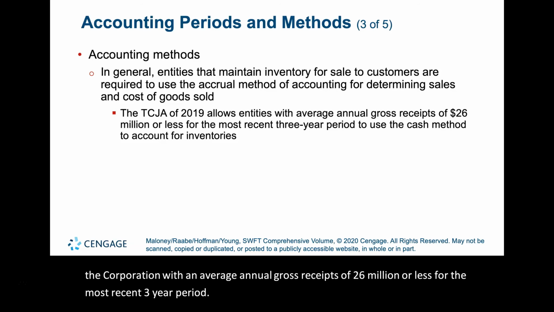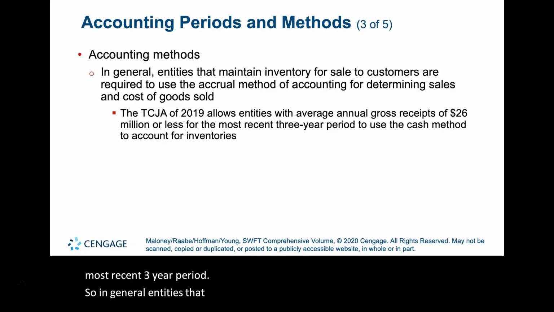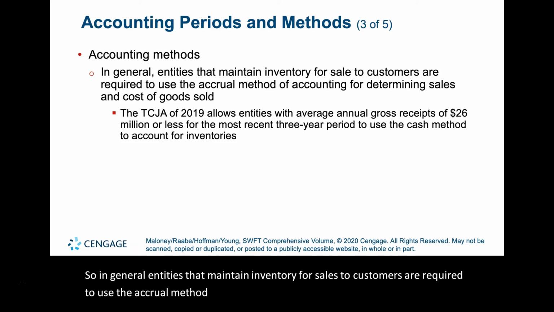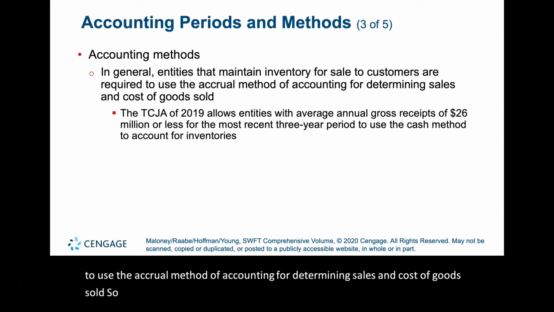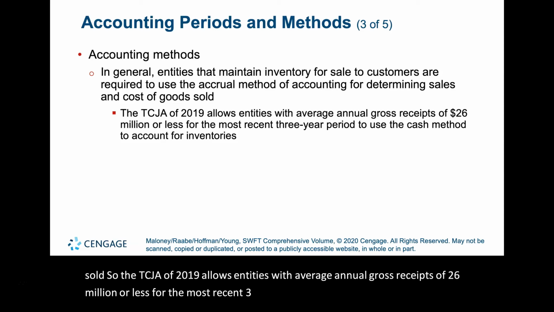In general, entities that maintain inventory for sales to customers are required to use the accrual method of accounting for determining sales and cost of goods sold. So the TCJA of 2019 allows entities with average annual gross receipts of 26 million or less for the most recent 3-year period to use the cash method when they account for inventories.